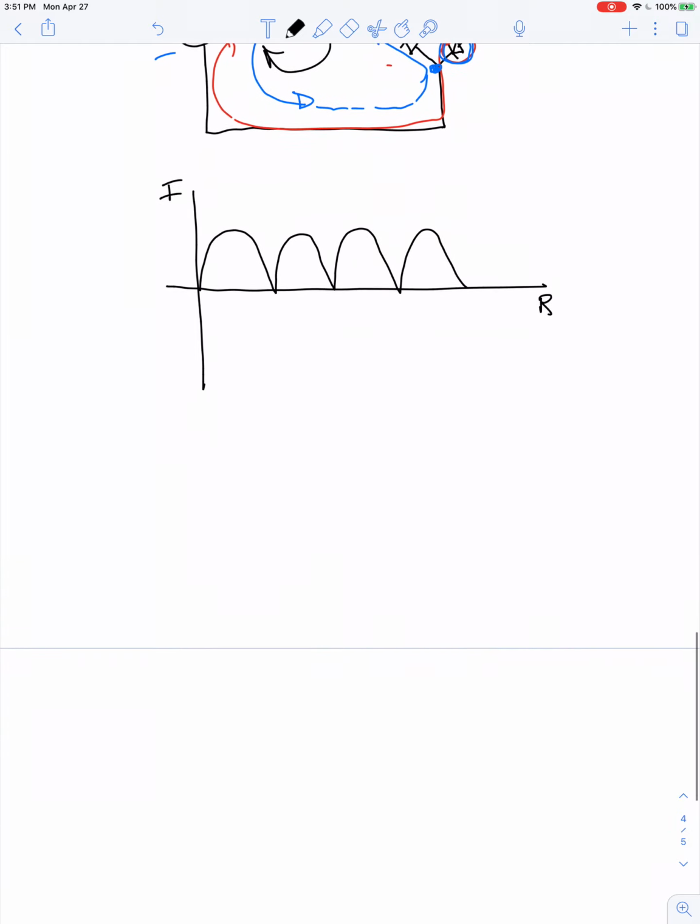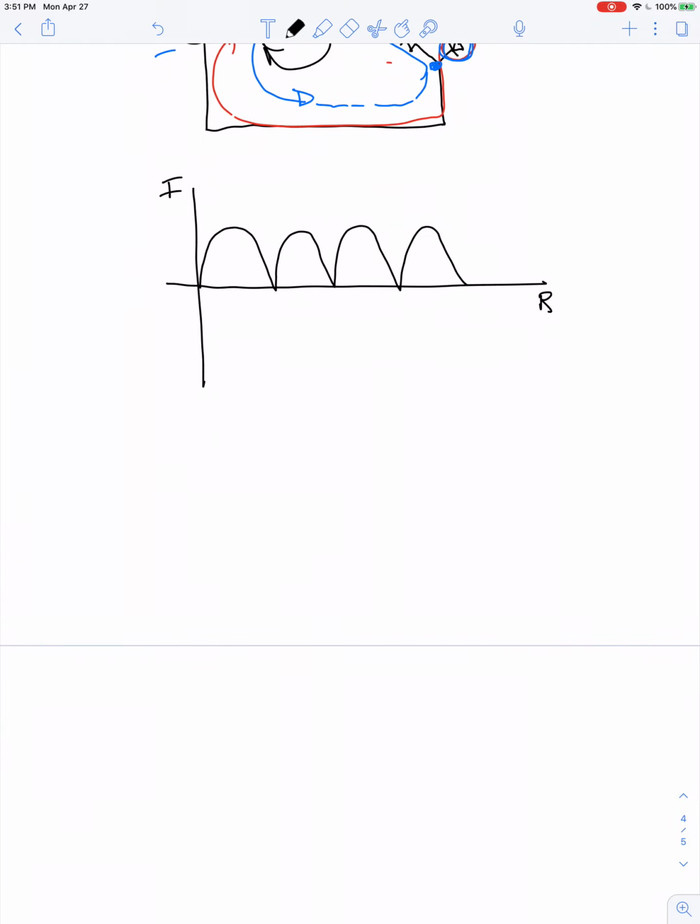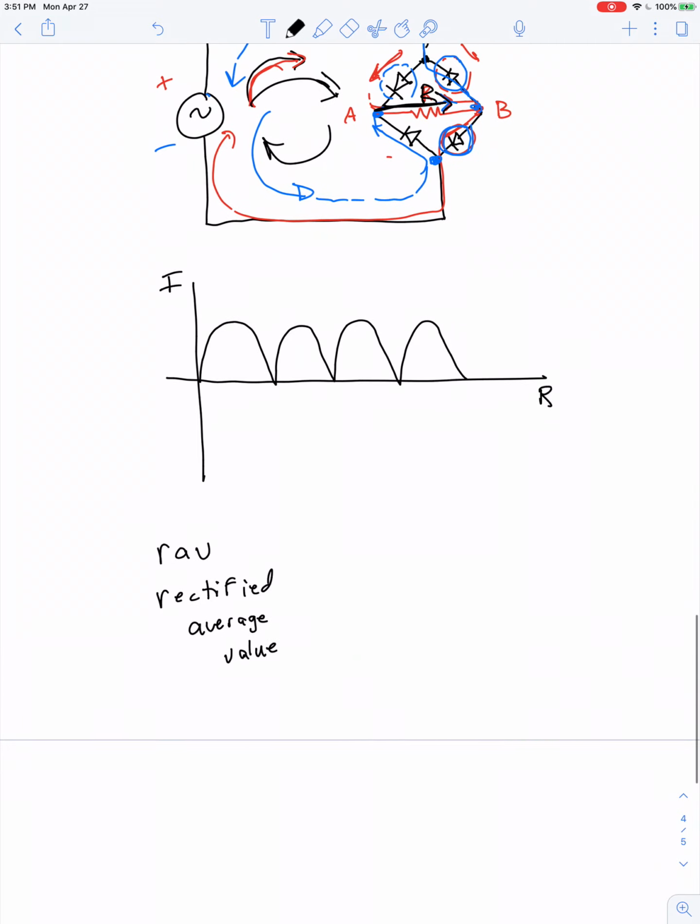Well, this gets a little bit tricky, but we can call this the RAV, the rectified average value. And it would go something like this. Find the area underneath the curve. I guess this represents half a cycle, and this represents a full cycle.